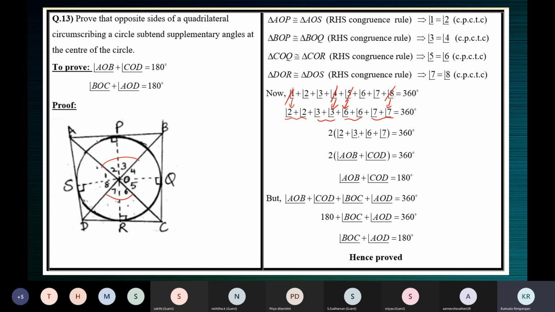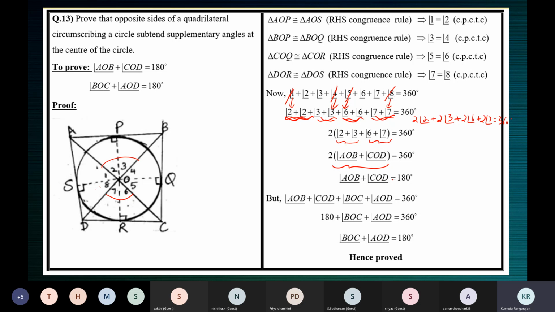So like that, you will get twice of angle 2 plus 3 plus 6 plus 7, because you have angle 2 two times, 3 two times, 2 common. Or you can give one more step: twice of angle 2 plus twice of angle 3 plus twice of angle 6 plus twice of angle 7 is equal to 360. Then 2 common, so you will get angle 2 plus 3 plus 6 plus 7 is 180. 2 plus 3 is angle AOB. 6 plus 7 is angle COD. So twice of this is 360.